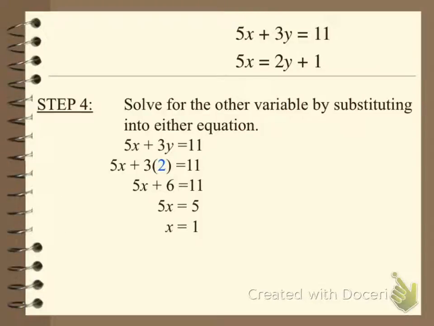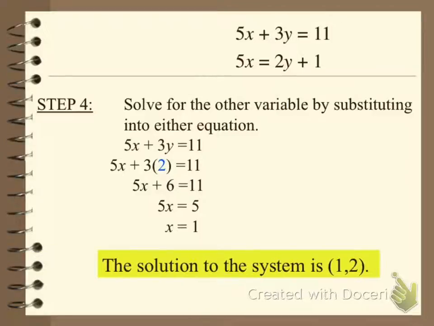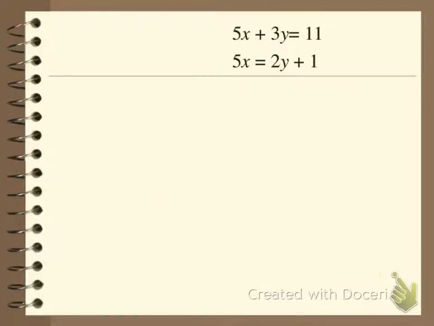So if we take it into the first equation and we substitute in a 2 for y, we get 5x plus 6 equals 11. Subtract 6 from both sides, and then x is equal to 1. So now we have the point or the solution. We have 1, 2 is the solution for this system of equations. And then you check your work.